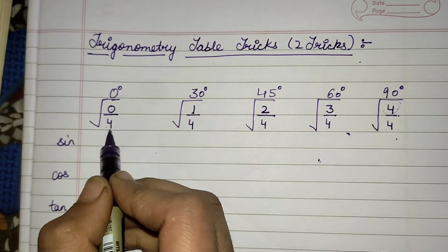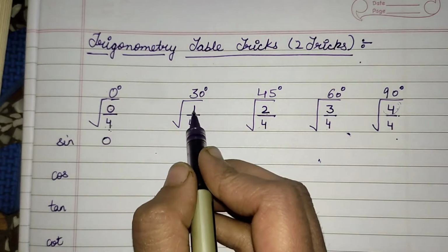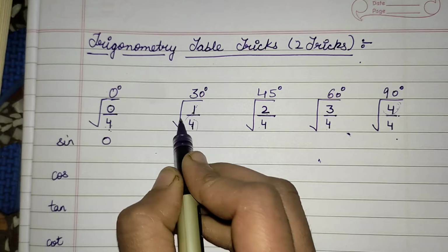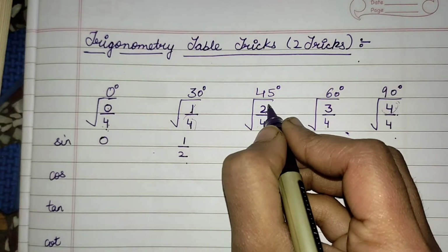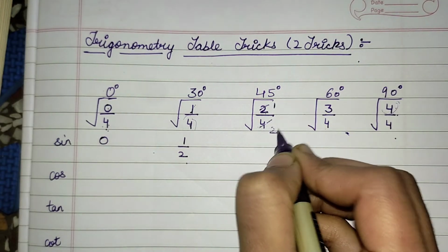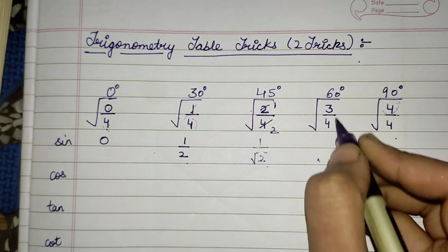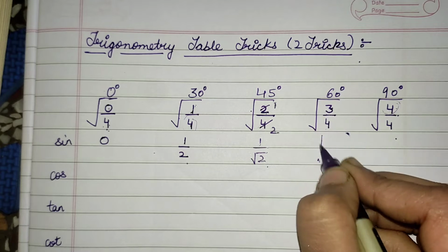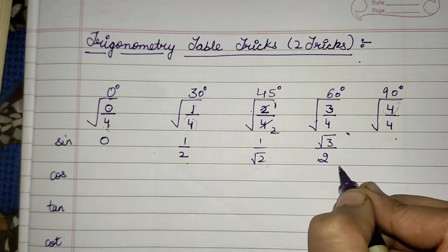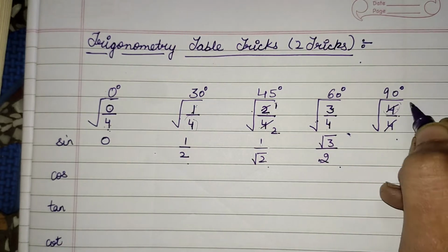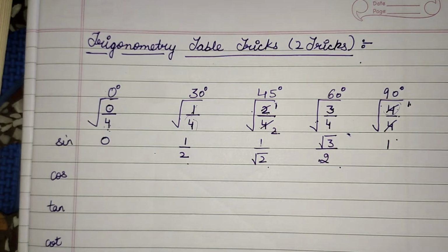So write down your values. 0 by 4 is what? 0 by something is always 0. Then 1 by 4 is what? Under root of 4 is 2, so it will be 1 by 2. Next, 2 by 4 is 1 by 2, and under root of that gives 1 by under root of 2. Then 3 by 4 gives root 3 as it is, divided by under root of 4, which is 2, so root 3 by 2. Then 4 by 4, the 4 and 4 get cancelled out, I will get 1, and under root of 1 is always 1.